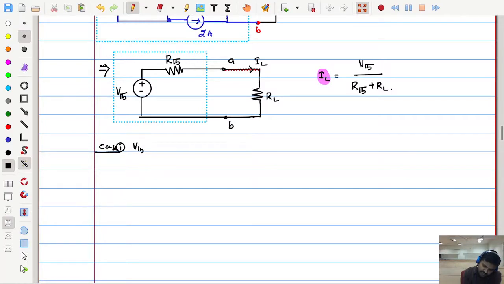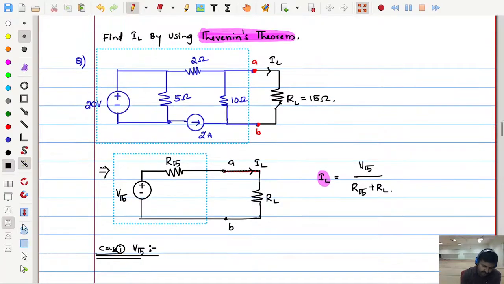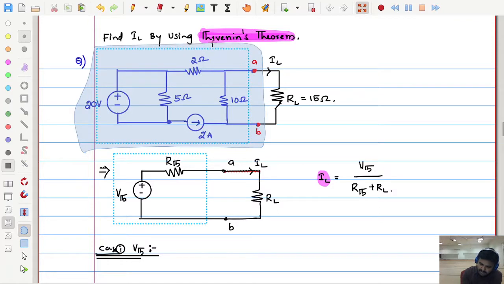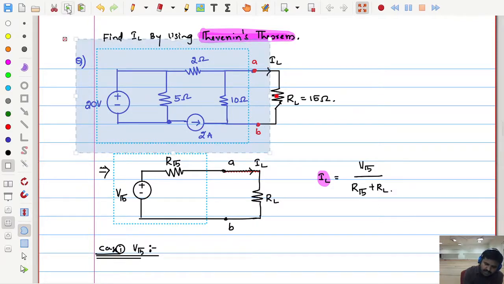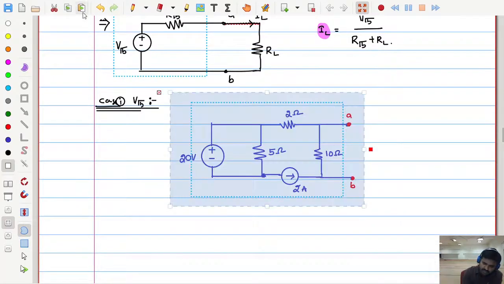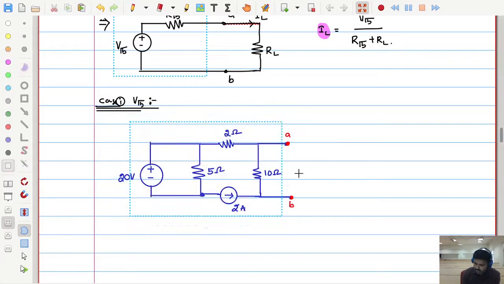So how to find the VTH? Just recap the definition of VTH. It is the open circuit voltage at the load terminals. Which means I need to remove the load first, thereby creating an open circuit. See, now I removed the load. So what you could see here is the open circuit. A and B terminals are the open circuit terminals.